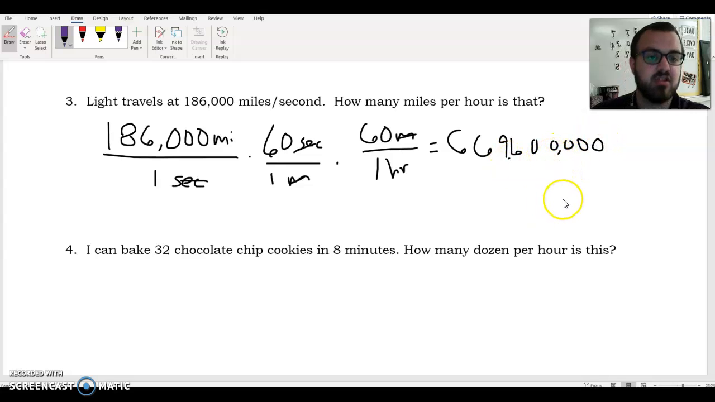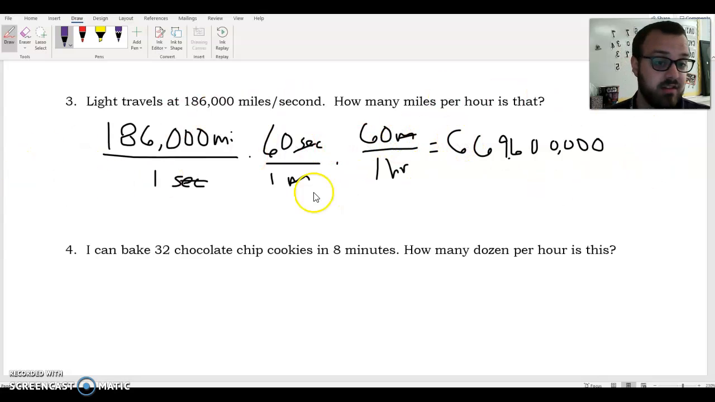Okay, so 669, or about 670 million miles an hour is how fast light travels. That's crazy. Okay, about 670 million miles per hour. Wow, really crazy. Okay.